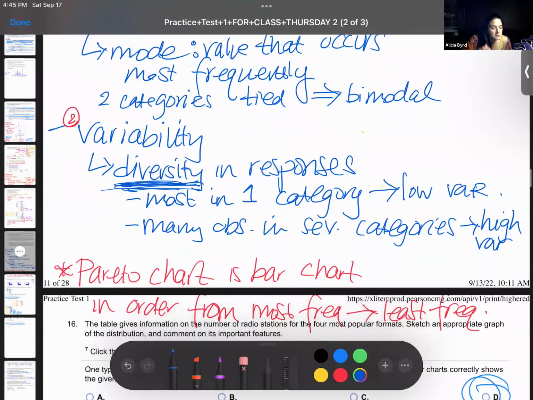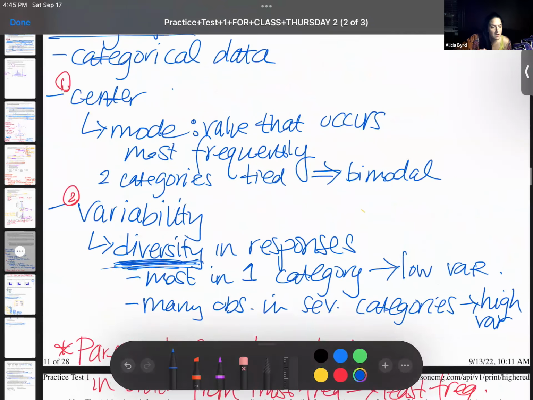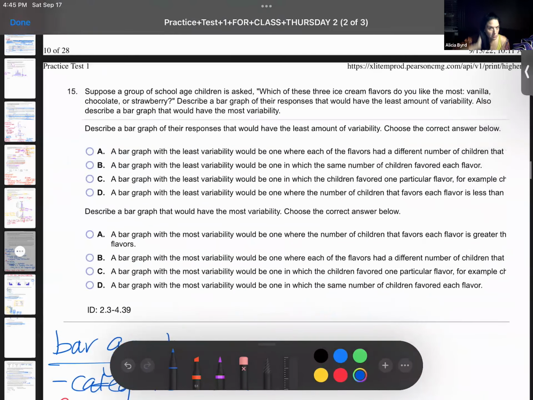And one thing to note, we'll use this later on: a Pareto chart is a bar chart that's in order from most frequent to least frequent. So it's also used for categorical data. It's just a special way of arranging a bar graph. For histograms, the bins touch and have meaning, with the data in order. In bar graphs, order doesn't matter, and the widths don't have any meaning. So that's another difference. Let's go ahead and read the questions again.